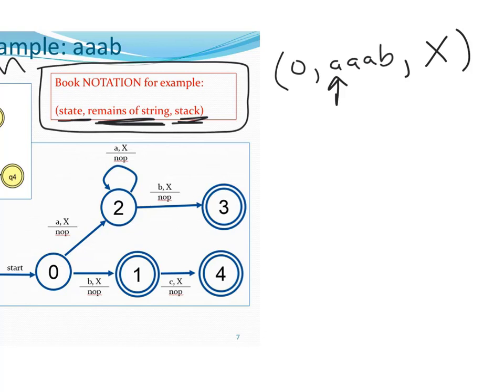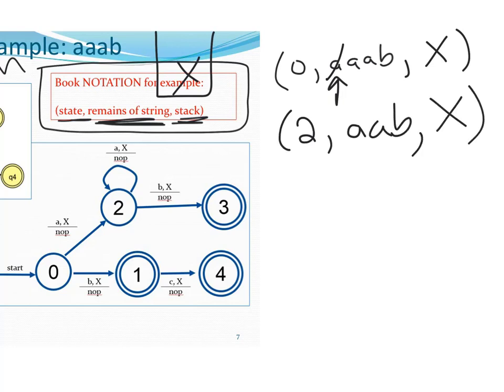And I have an X at the top of the stack, which is good too. If I were to draw my stack here, it just has an X on it, and I haven't added anything to it. But I can also see from the notation that there's an X on my stack. So if I have the letter A and an X on my stack, I jump on this transition and do a no-op. I end up at state 2 having used up this A. The string I have left is AAB, and I still have an X on my stack because I did a no-op.